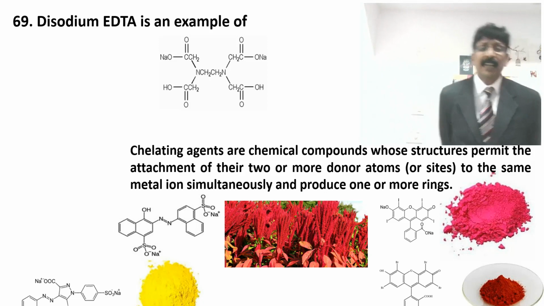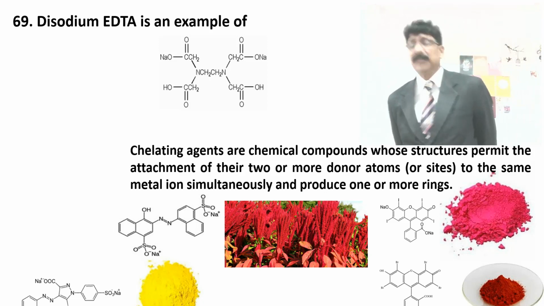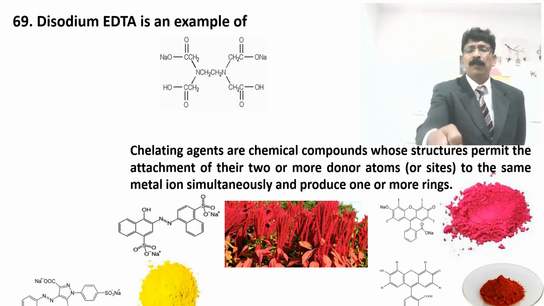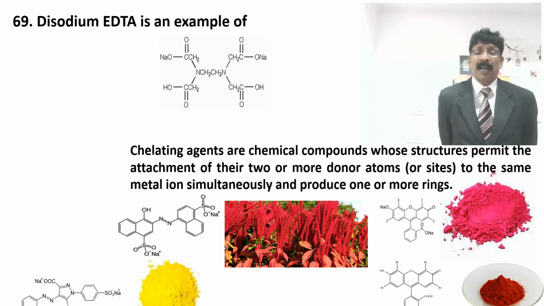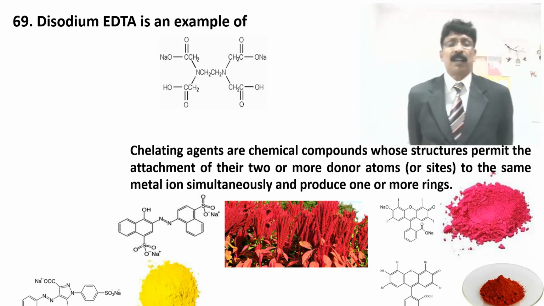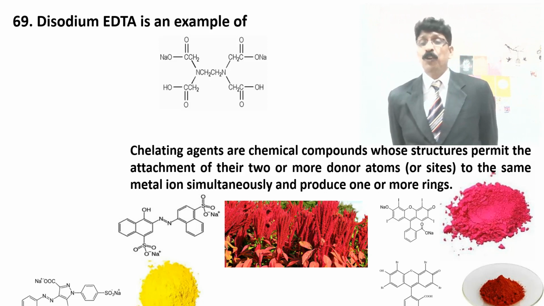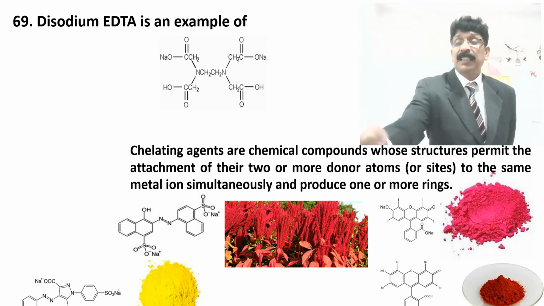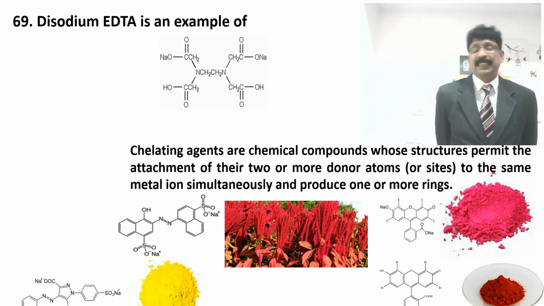There are some coloring agents which I have shown. Amaranth, the picture shown below, a reddish colored plant, is a natural color. But when you see eosin and the other colors shown here on the side, they are synthetic.